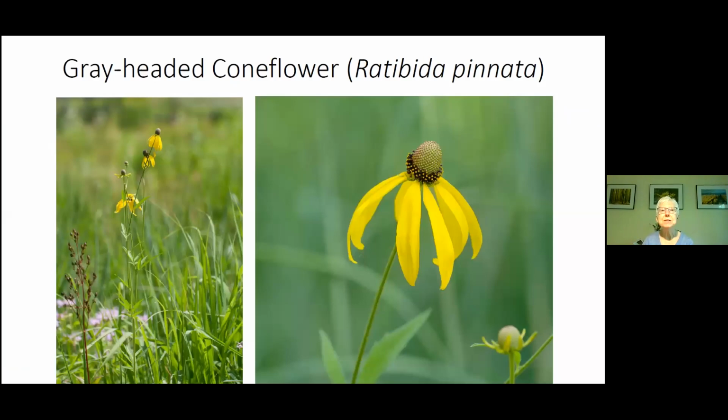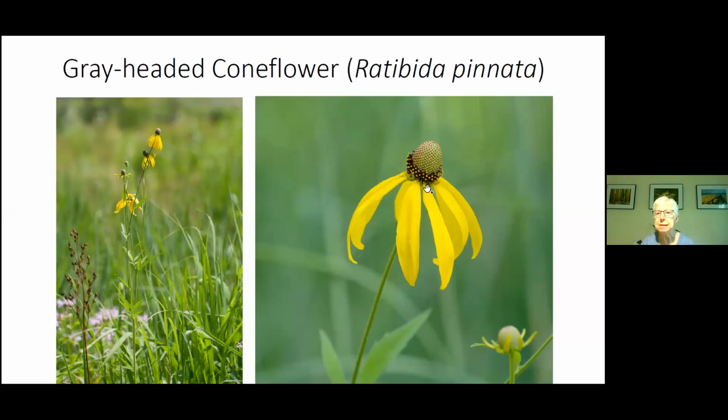The coneflowers are all members of the Aster family. Gray-headed coneflower is the example that we see here. It's pretty easy to identify. The receptacle, that is the platform on which the disc flowers reside, is sort of egg-shaped. It's kind of long and narrow, and it has yellow ray flowers that are sort of recurved from the disc flowers.